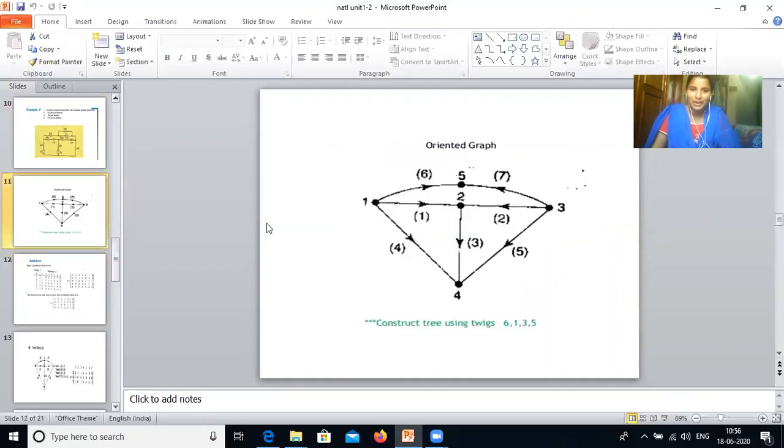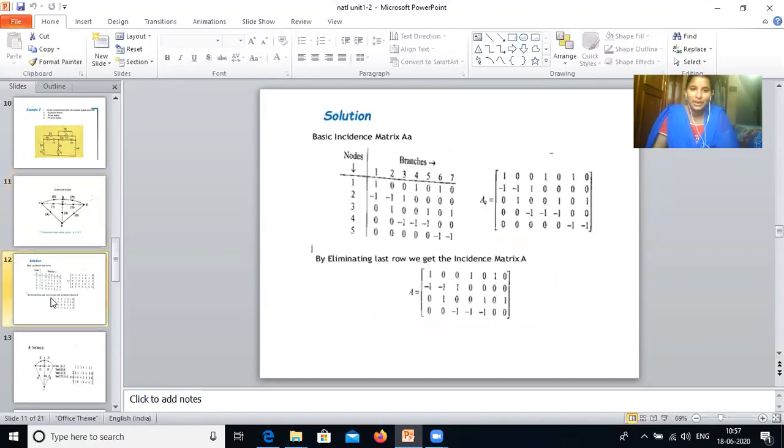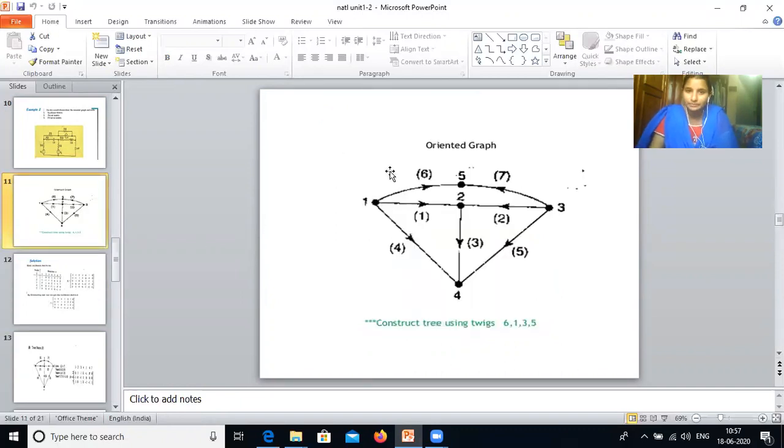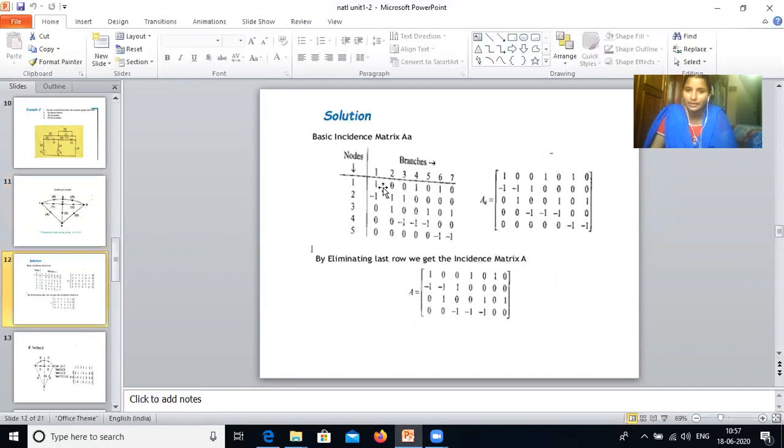So the incidence matrix dimensions are n by b. How many branches are there here? 7. The number of nodes is equal to 5. So it is a 5 by 7 matrix. With the first node, what are the branches associated? 6, 1 and 4. 6 is leaving, 1 is leaving and 4 is also leaving. So in the places of 6, 1, 4, ones will be there.